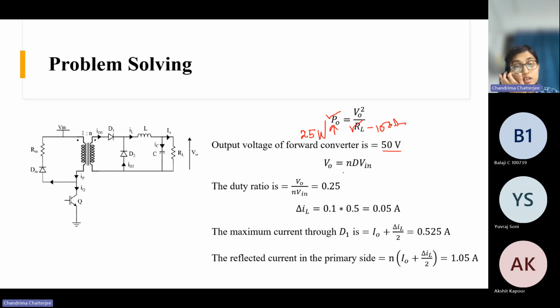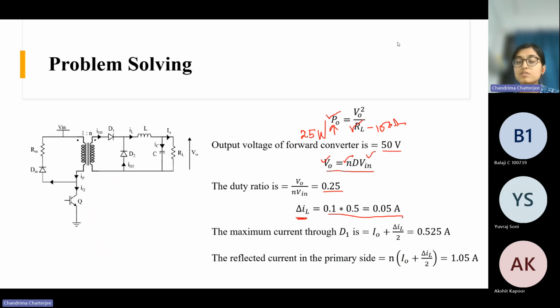For the forward converter, which is a buck derived converter, the input output relationship is this. We know Vout, we know Vin, and we also know N, which is 2. So we can calculate the duty ratio value. The duty ratio is 0.25. Delta IL is 10% of the load current, so this is 0.05 ampere.